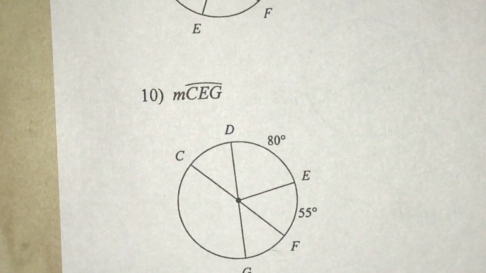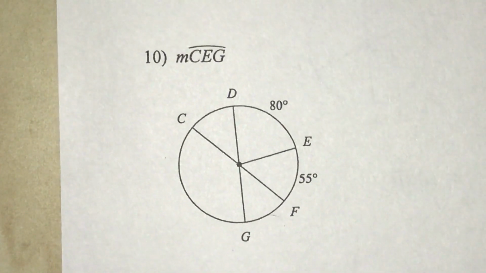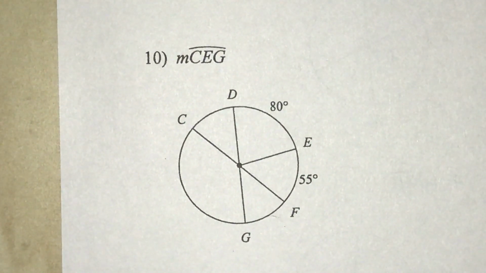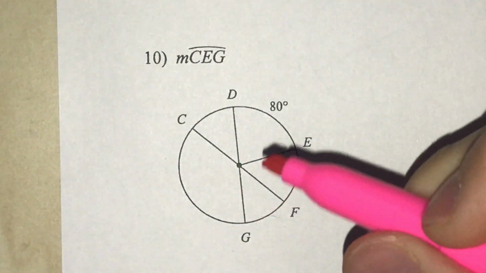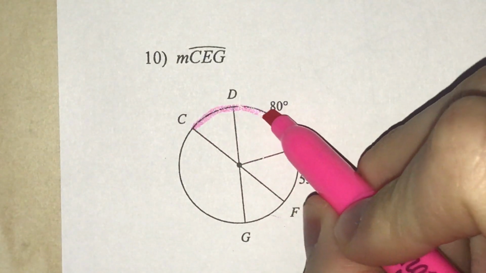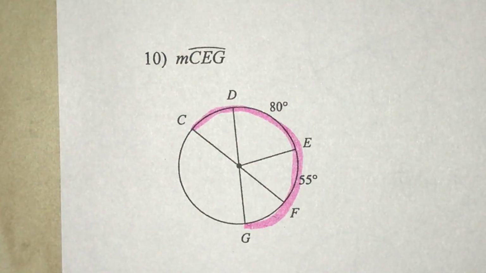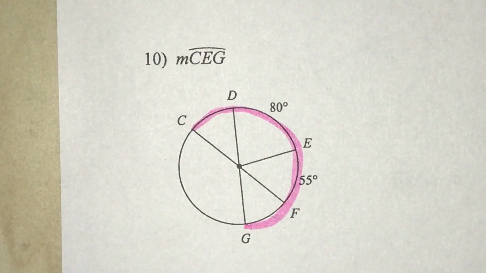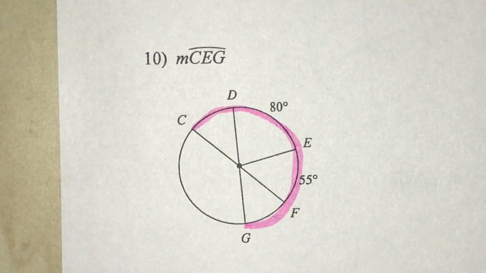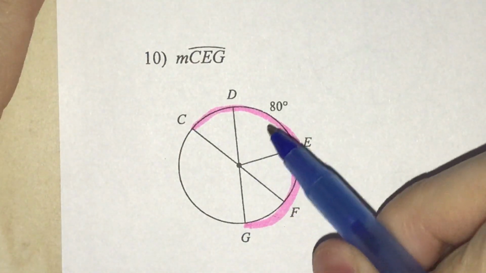Okay, in 10, they want you to find the arc CEG. So again, look, they have 3 letters. So arc CEG, that goes from C to E to G. So it wants me to find how big that whole arc is. So again, you got to think on your toes here. You got to think about, we're working with central angles. So I'm going to move a little quick.